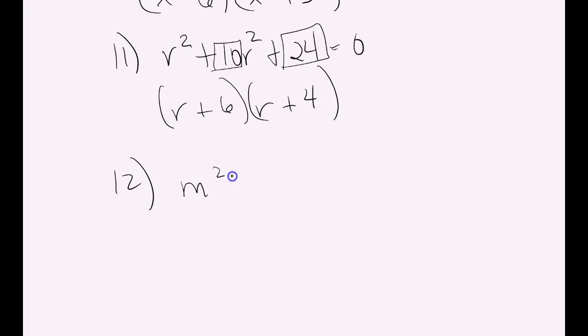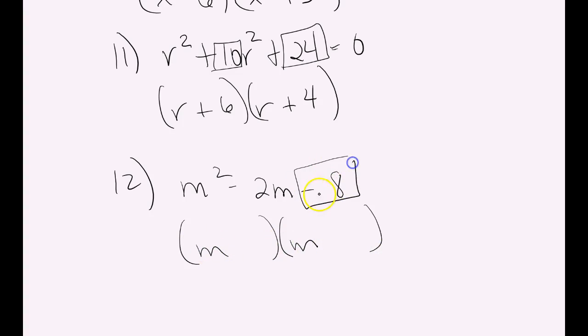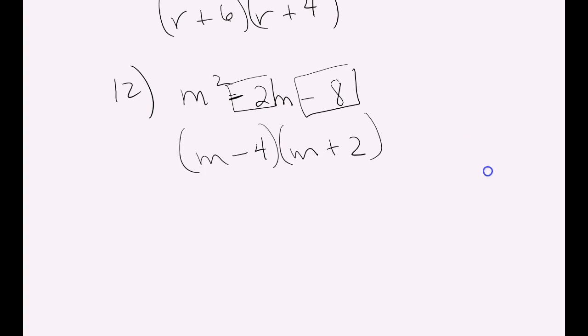Okay, and then the last one. I need two numbers that multiply to make negative 8, but add to make negative 2. So what multiplies to make negative 8? How about a 4 and a 2, and one of them has to be negative since that's negative, and this number in the middle is negative, which means I need a negative 4 and a positive 2, because negative 4 plus positive 2 equals negative 2. So then I know I've done that one right.